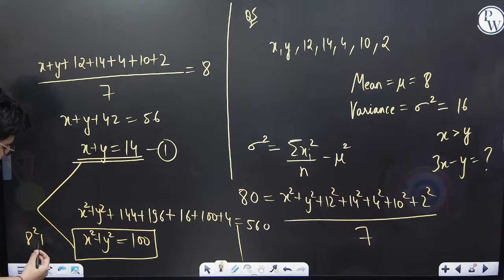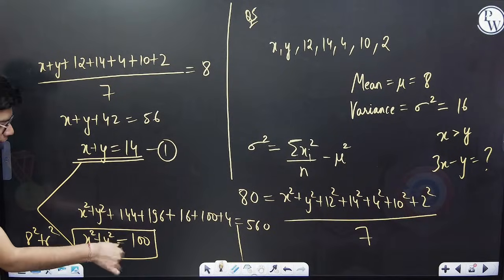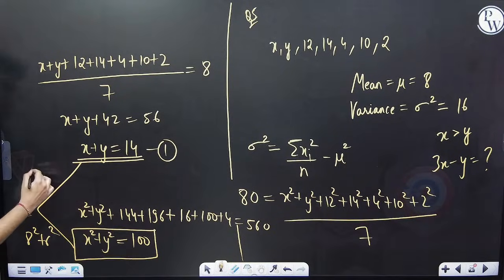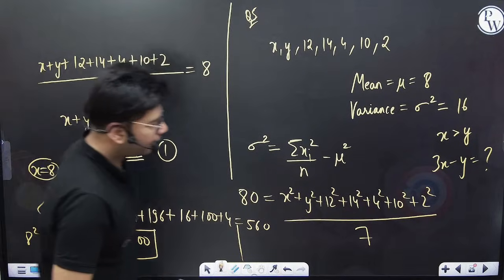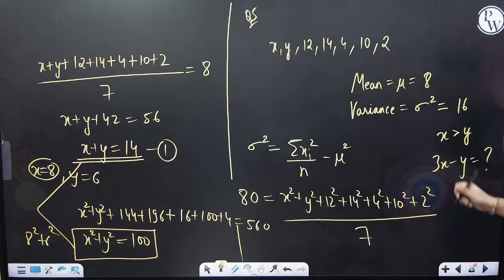8 square plus 6 square is nothing but 100. So that means I can directly say that x is 8, y is 6, and x is given greater than y. So that means x has to be 8. Now the answer will be 3 into 8 minus 6, which is 18. So 18 is your answer.